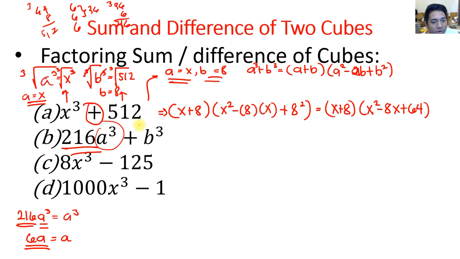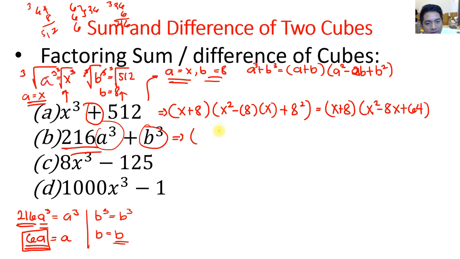How about your b? It's very simple. The value of your b cube here is b cube, so your value of b is still b. Again, this is a sum of cubes. So now you have a plus b. What is your a? That is 6a, so that is 6a plus b.